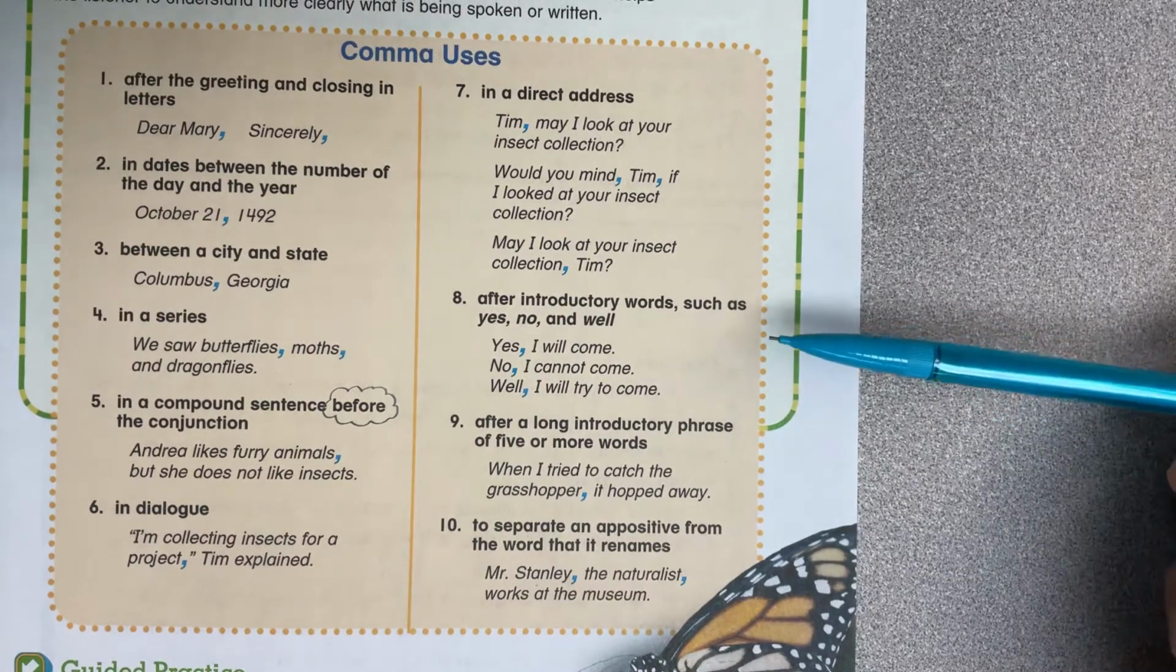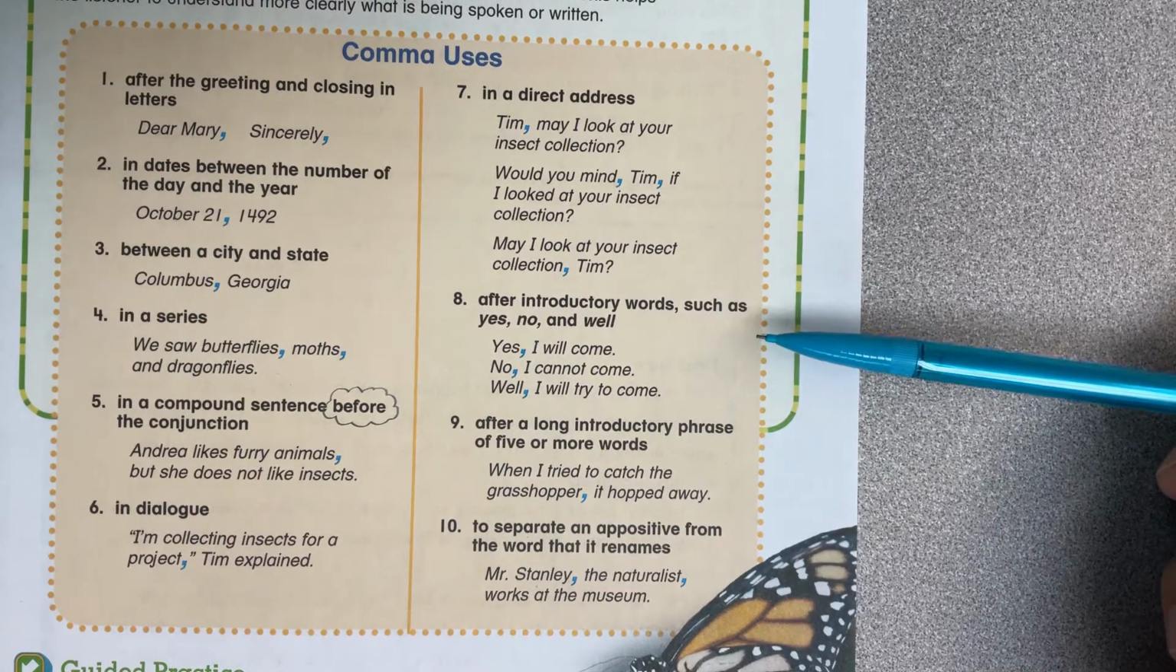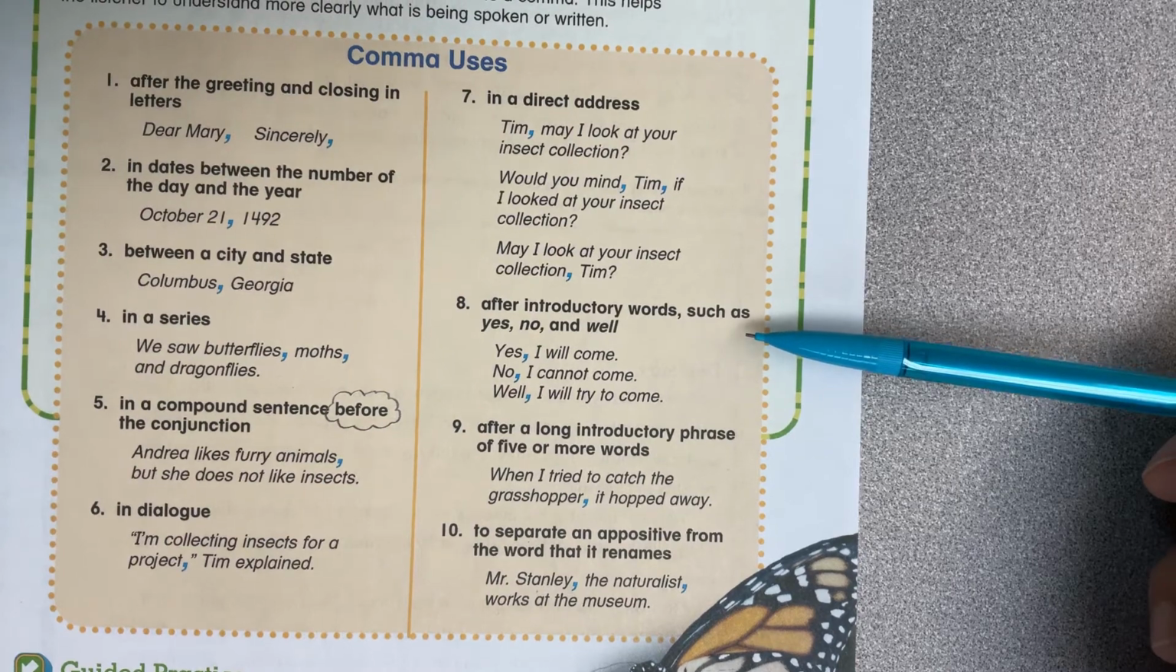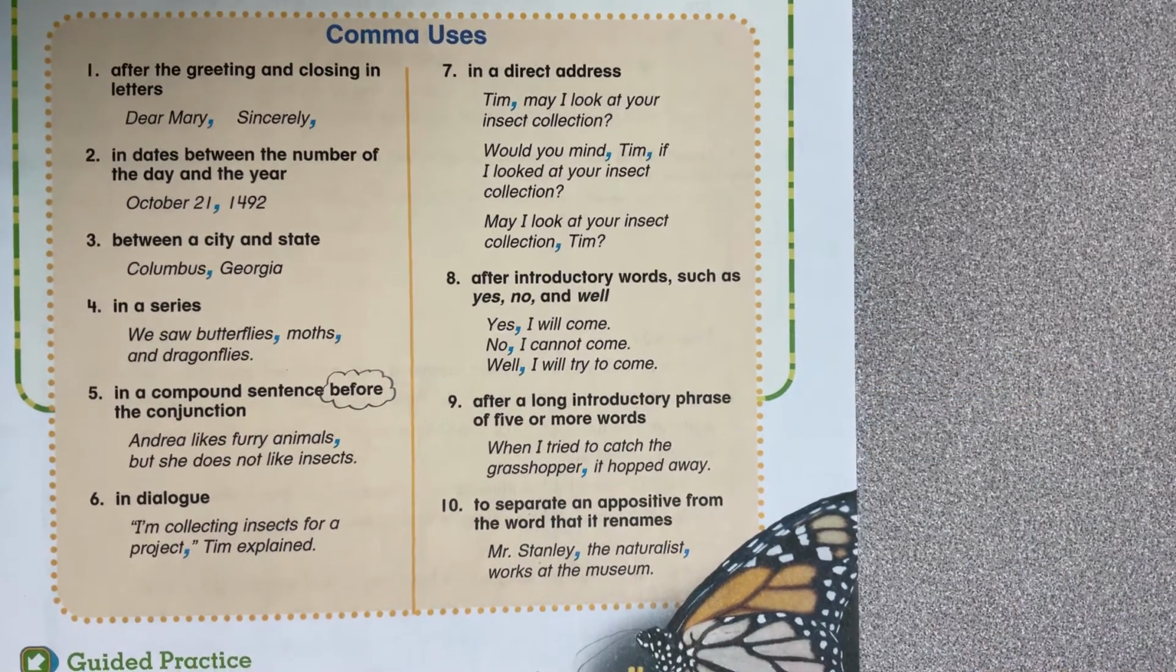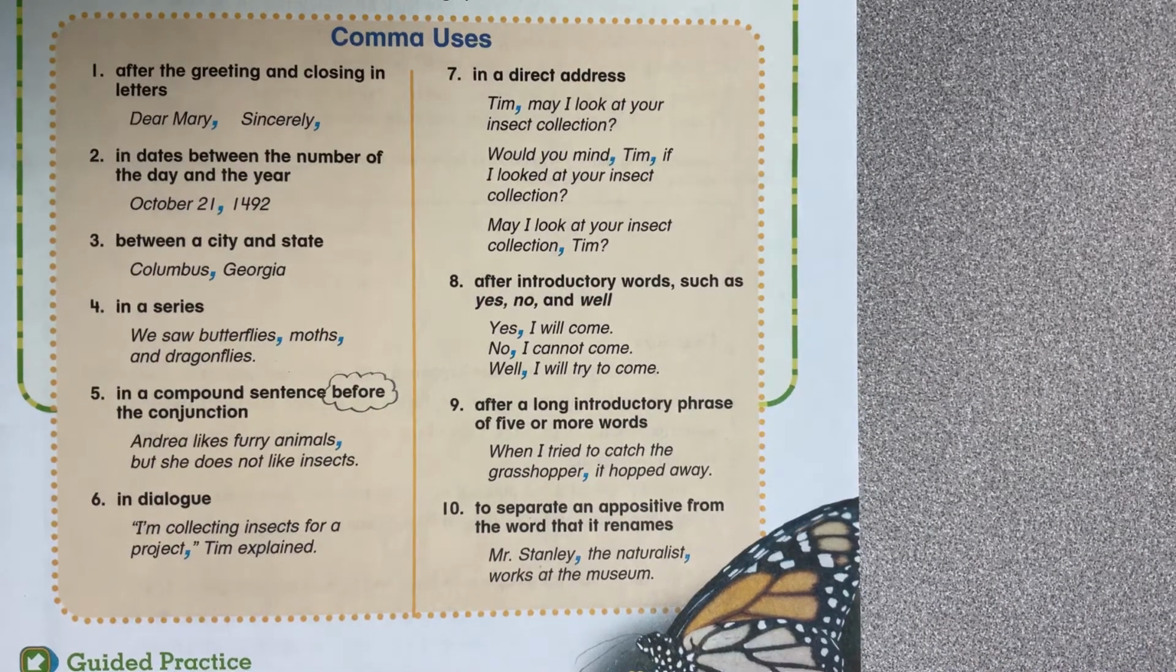Number 8 says, we would do this after introductory words such as yes, no, and well. So a lot of times we have questions that we have to answer, and it's a yes or no question. And many of you I see a lot sometimes will put yes and then a period, or no and then a period. We can actually put yes and then explain our answer, or no and explain our answer.